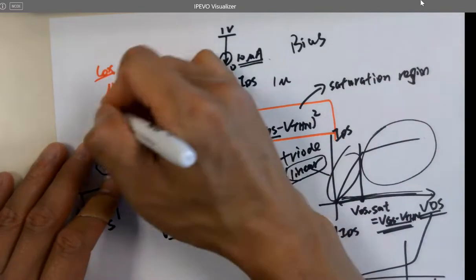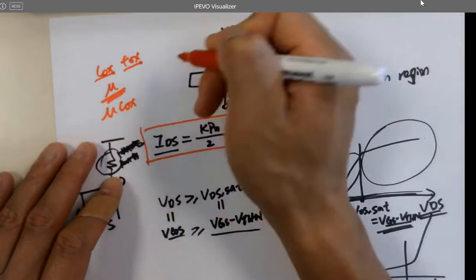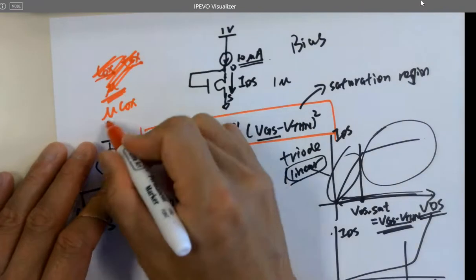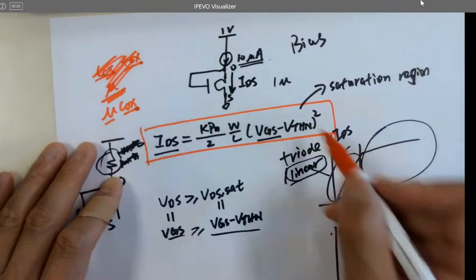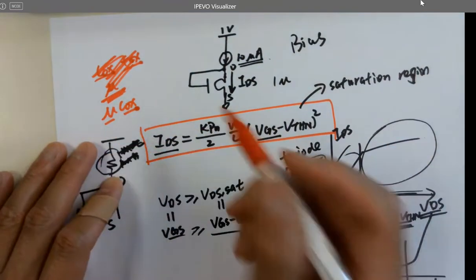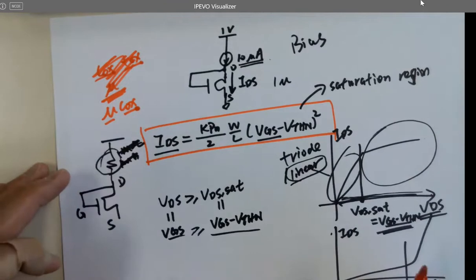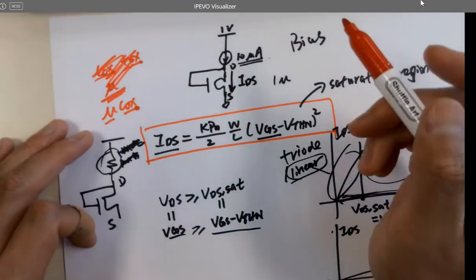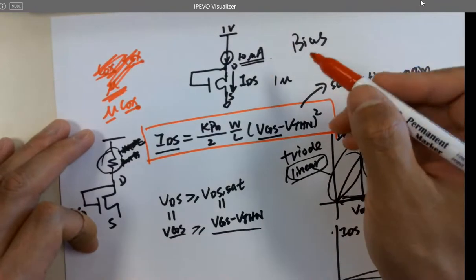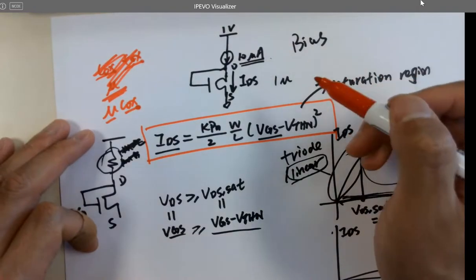I think it's probably mu cox, right? Mobility times Cox. I don't want to give you the wrong answer, but I'll look into that and bring it over here next time on Friday.